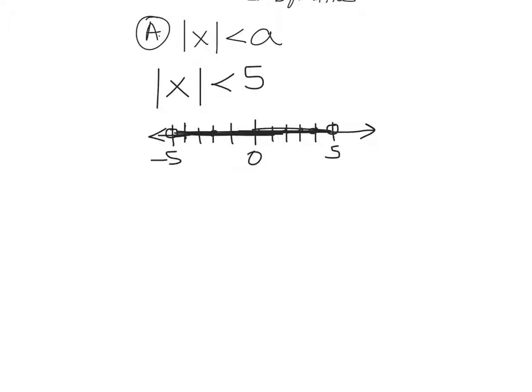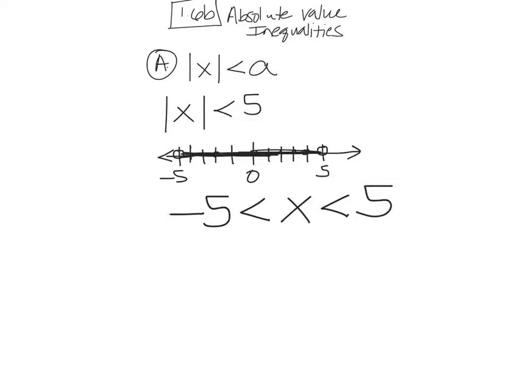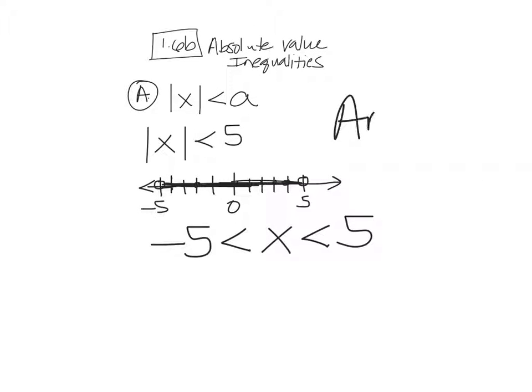So what we say for |x| less than 5, we say that -5 is less than x is less than 5. Okay, their value is greater than -5 and less than 5. So these are going to be our and problems. The other way that we're going to do in part B are going to be our or problems. So there's one and, there's one or. All right, so let's do some.